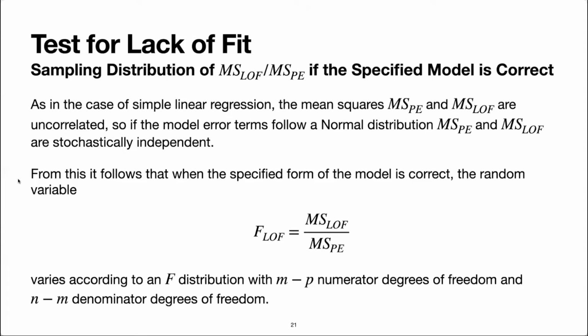Okay, so here I've made the same modification to the slide to make it very clear that we're saying that this ratio follows an F distribution when the specified form of the model is correct. And so it's going to be this distribution, the F distribution with M minus P numerator degrees of freedom and N minus M denominator degrees of freedom, from which we would obtain the critical point for the lack of fit test in the context of a multiple regression model.